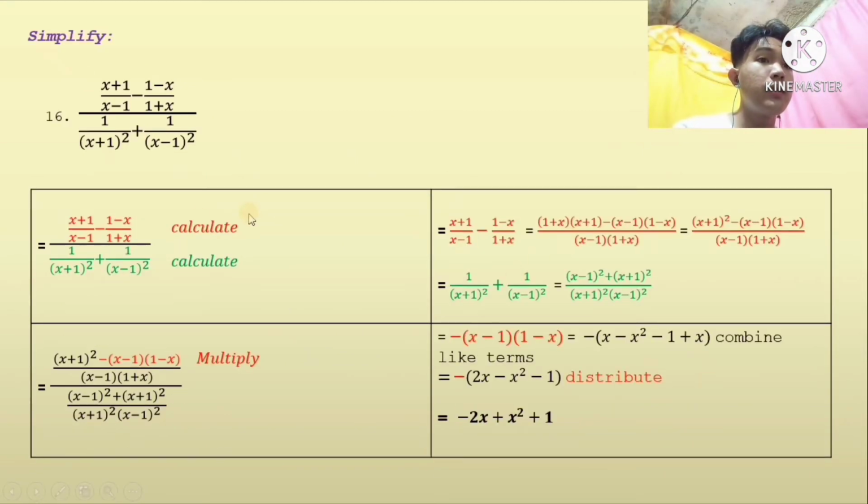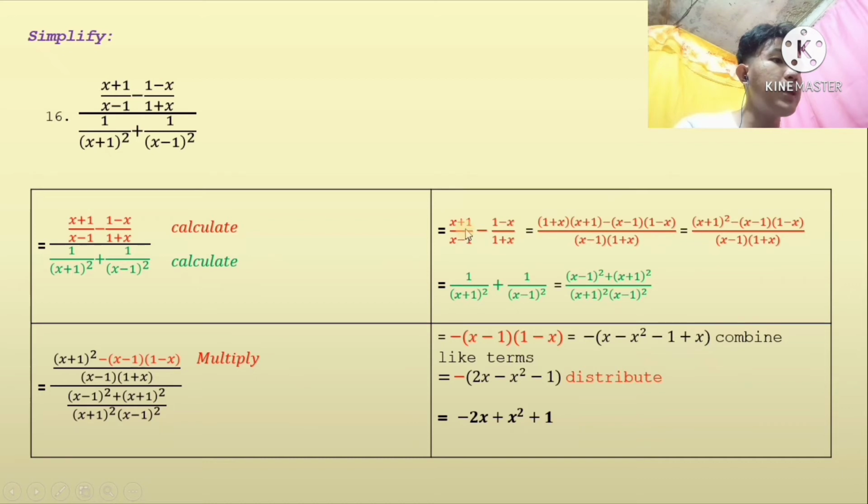So problem number 16. Let's simplify (x plus 1 over x minus 1 minus 1 minus x over 1 plus x) over (1 over the square root of x plus 1 plus 1 over the square root of x minus 1). So first, calculate the numerator of this complex fraction. So calculate, so minus, it's subtract.